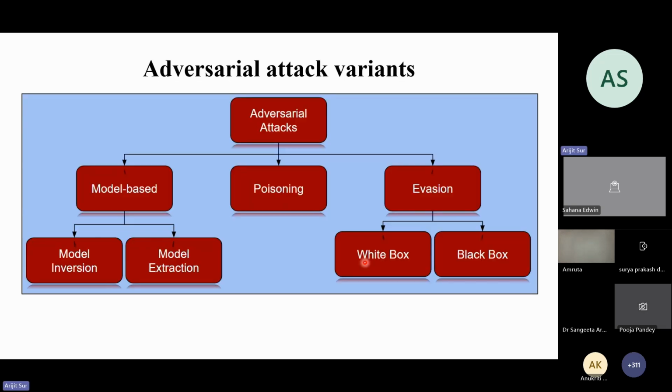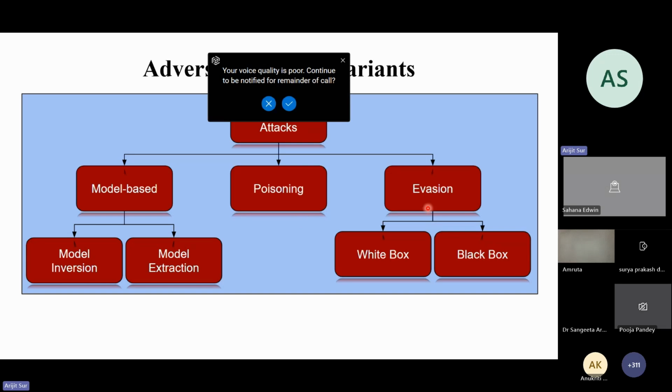Okay. So adversarial attacks include a different kind of attack, namely model-based attacks, like model inversion and model extraction. We will come to them one by one, but it is not possible to cover everywhere. At least a few of them we will try to understand. A very important one is the data poisoning attack, and then the evasion attack.